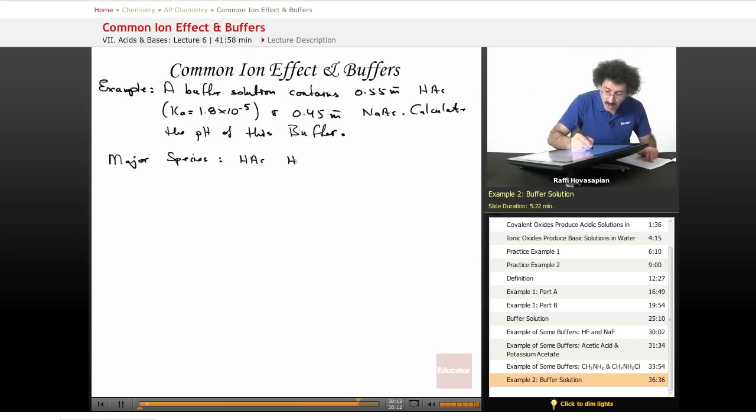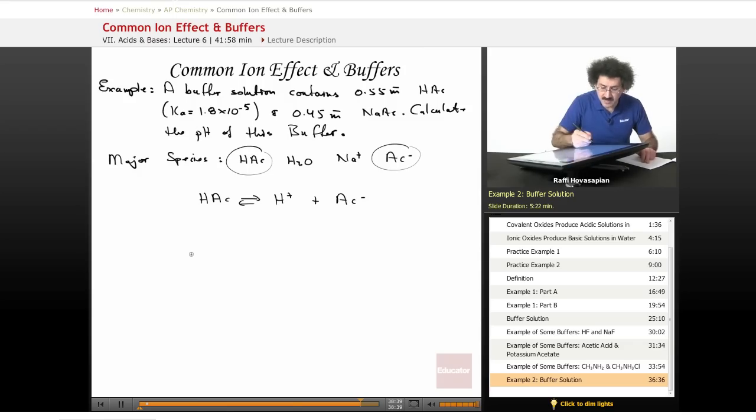We have H2O. We've dropped all of this in water. We have sodium acetate. Sodium acetate is a fully soluble salt. It is floating around as free sodium and free AC minus. Of these species, the dominant equilibrium is going to involve this species and that species. And here's what the equilibrium is going to be. HAC in equilibrium with H plus and AC minus.